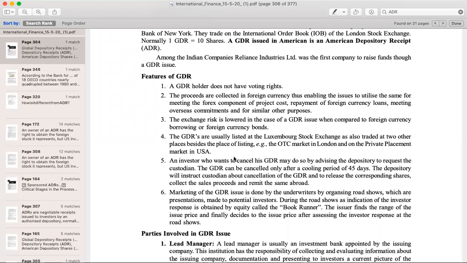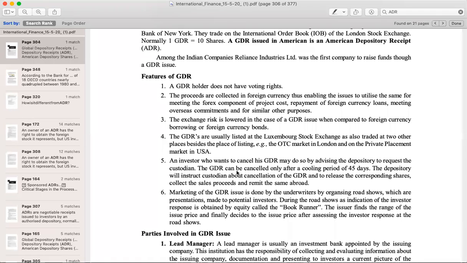Apart from that, we also said that marketing of GDR is done by underwriters. They organize roadshows. Roadshow is a technical jargon we use for marketing the issue by making presentations and by talking about the issue to people, brokers, etc.